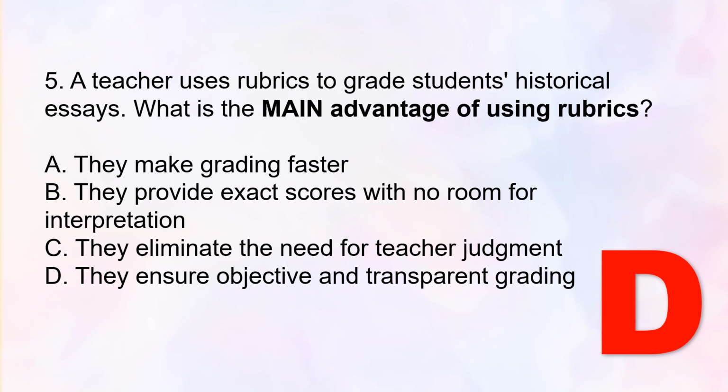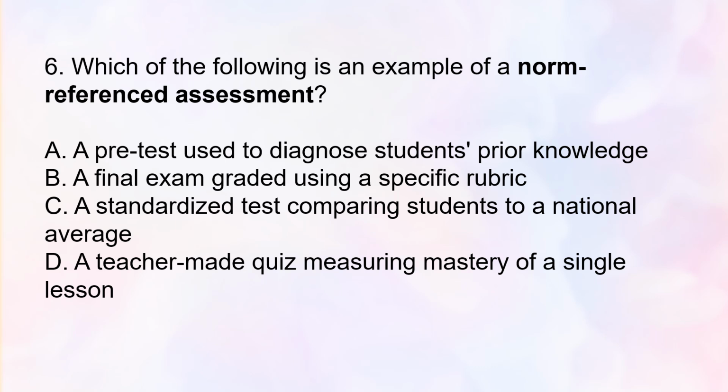Letter A is incorrect because while rubrics can speed up grading, their main purpose is fairness. Letter B, rubrics allow for some flexibility in assessing qualitative aspects of student work. And for letter C, teachers still exercise judgment in using rubrics. It does not eliminate it. The best answer is letter D.